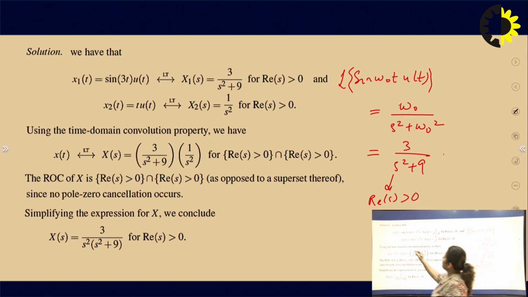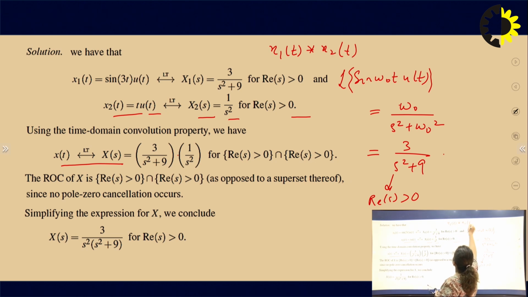Next is x2(t), which is t u(t). This is a ramp signal, and for this signal the Laplace transform is 1 upon s square for real of s greater than 0. Now we use the time domain convolution property. If the Laplace transform of x(t) is X(s), that is 3 upon s square plus 9 multiplied by 1 upon s square, because we know the Laplace transform of x1(t) convolution x2(t) is equivalent to X1(s) multiplied by X2(s).